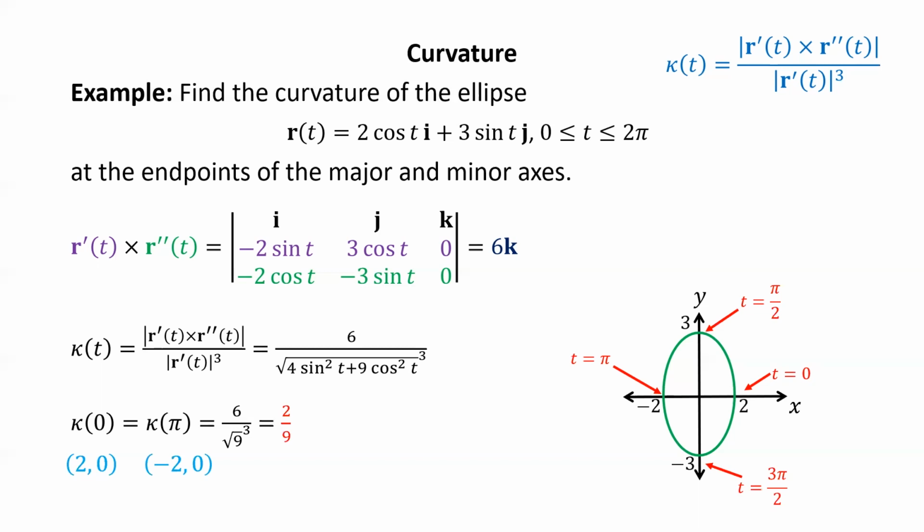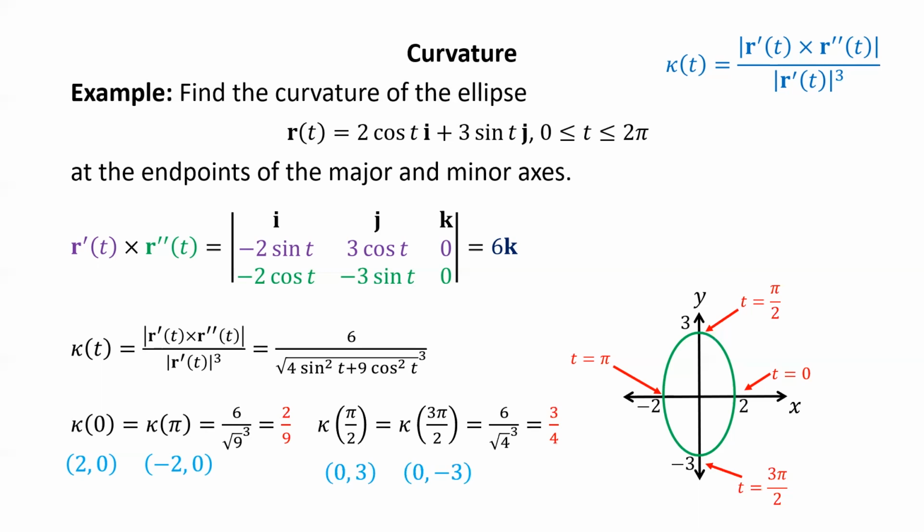Let's now look at what we get when t is pi over 2 and t is 3 pi over 2. These correspond to the points (0, 3) and (0, -3), the 2 endpoints of the major axis. This time, we get 6 over the square root of 4 cubed because the cosine of these values is 0 and the sine of these values is plus or minus 1, but we're squaring, so we always just get 4 times 1, which is 4. So the square root of 4 is 2, cubing that we get 8. 6 over 8 reduces to 3/4.